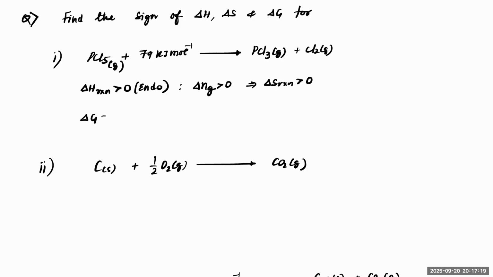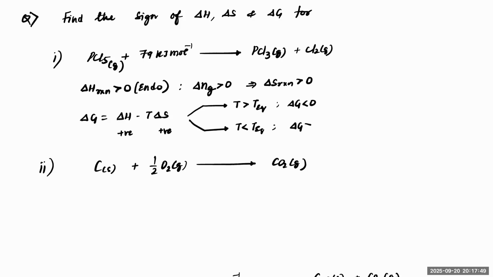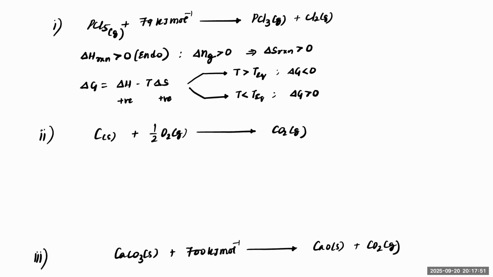So now what about delta G? Delta G is equal to delta H minus T delta S. If delta H is positive and delta S is positive, what would happen? It can have two cases. If temperature is greater than a certain equilibrium temperature, then delta G will be less than 0. And if temperature is less than a certain equilibrium temperature, then delta G will be greater than 0. This is the sign you need to identify. Got it?